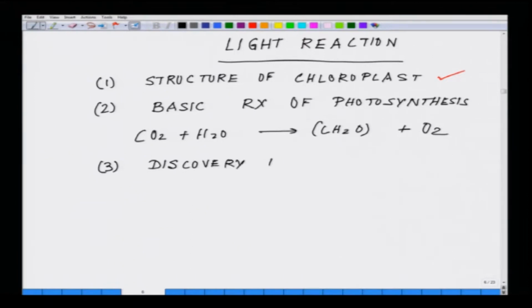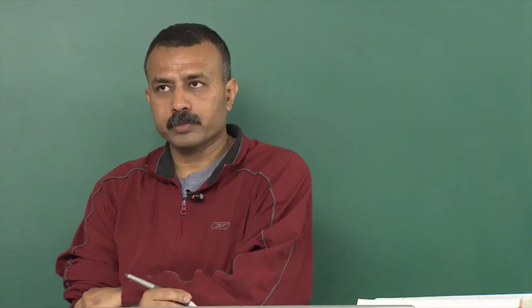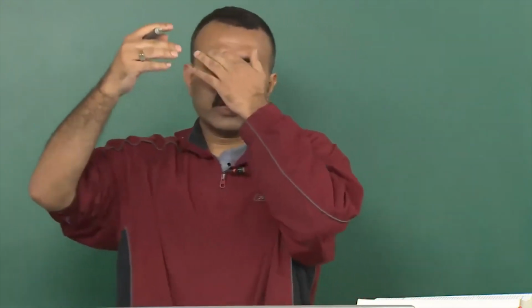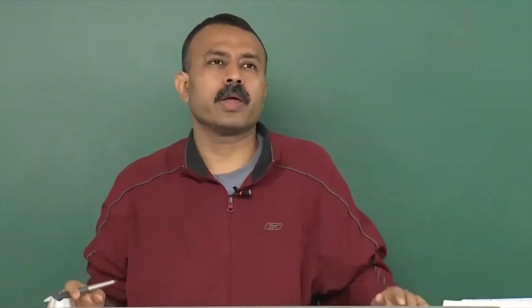Now, the third thing will be the discovery of the basic equation of photosynthesis. All the reactions which led to the point where we are now. Okay? And that will take you from the point of Lavoisier all the way up to the 19th century when photosystems were being discovered. Okay?